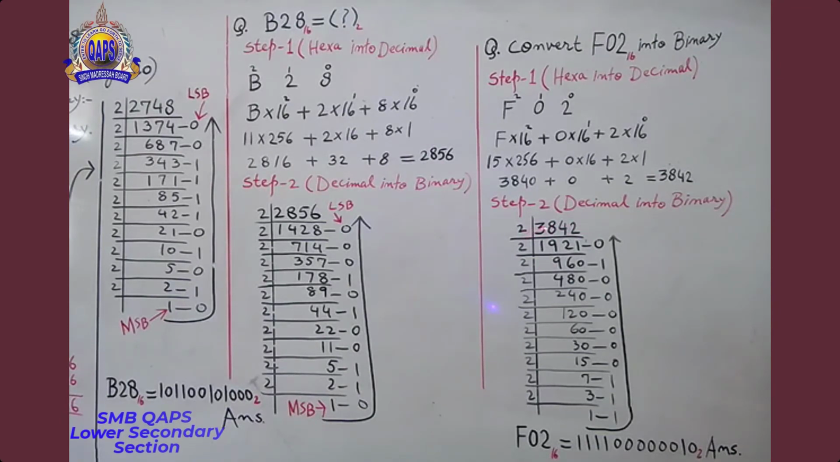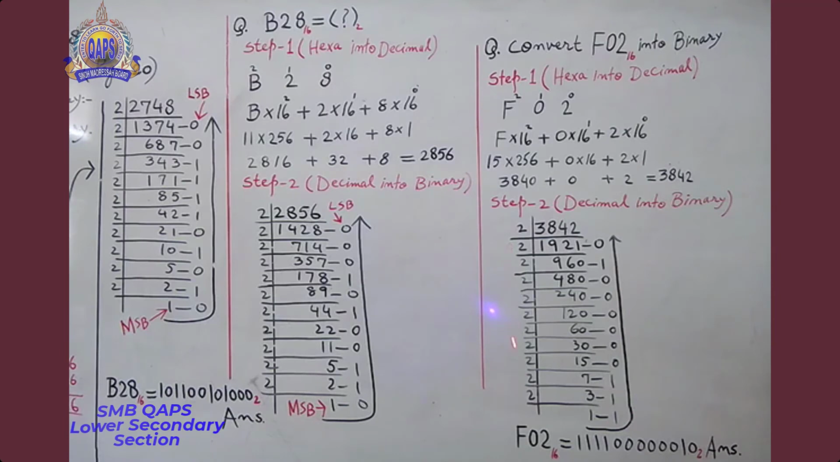3842 divided by 2. Answer will be 1921, left 0. Now this thing divided by 2. Answer will be 960, and left 1. In the same way, do this thing. I believe I don't need to tell you or dictate you all these things.